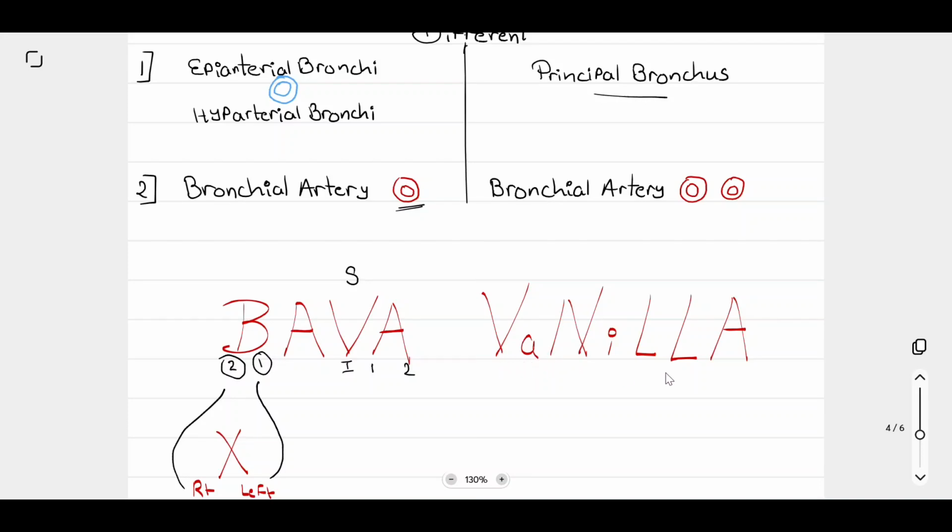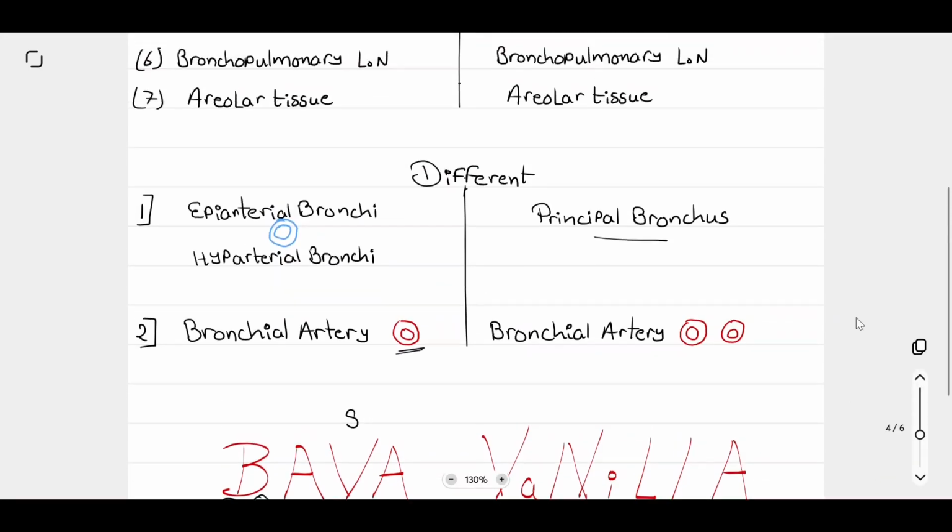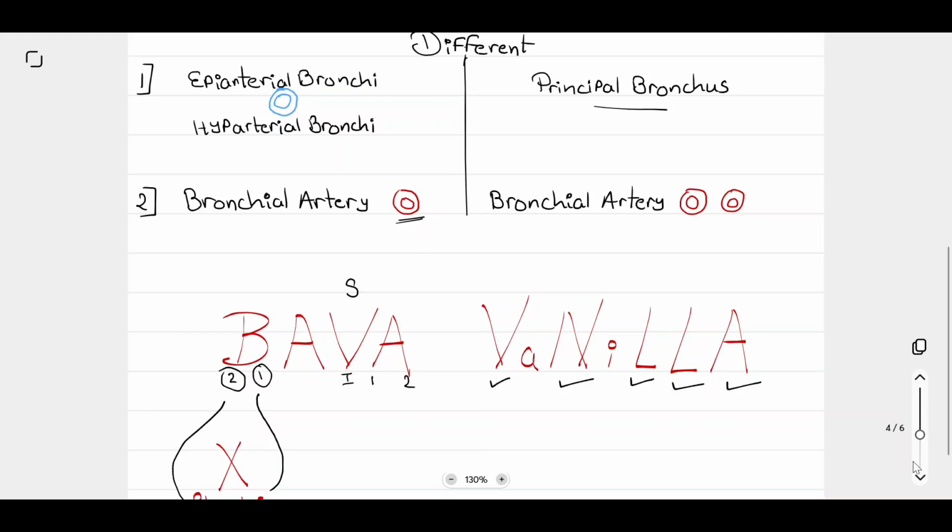Now, Vanilla: V stands for bronchial veins, which are equal in both the lungs. N stands for nerve plexus in both the lungs. L stands for lymphatic vessels. Again L stands for lymph nodes, and A stands for areolar tissue. So the contents can be remembered this way easily.